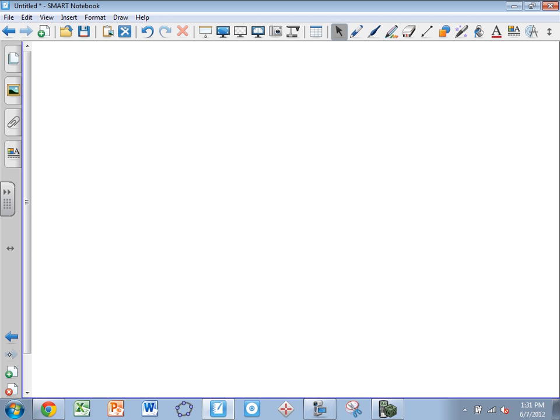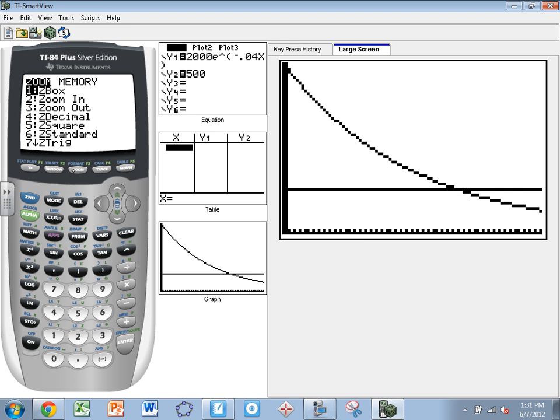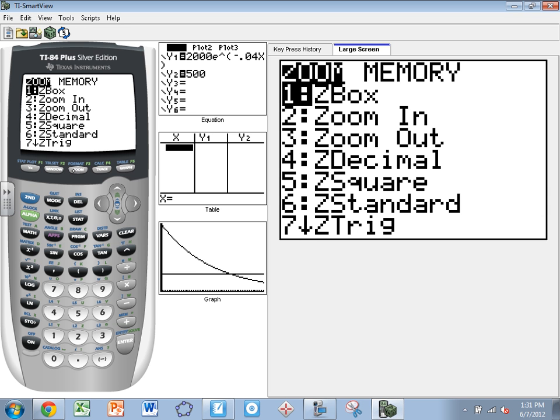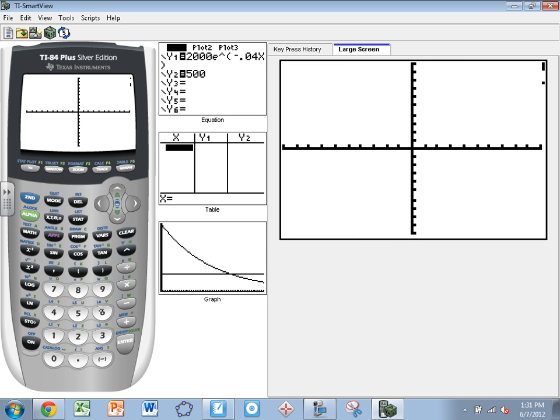So is there a regular setting you can just press? Yeah, zoom 6. So watch. Hit zoom and see standard. You're asking for a standard, right? When I hit 6, it automatically goes back to the 10 by 10. That's why in class, whenever I say "start with zoom 6," it just means standard zoom.